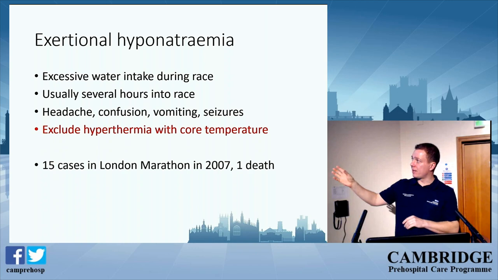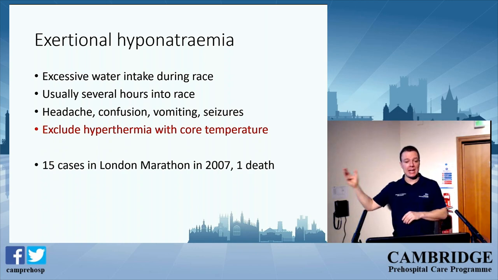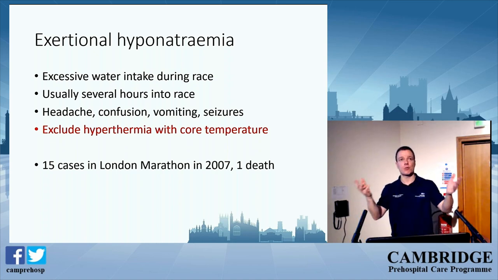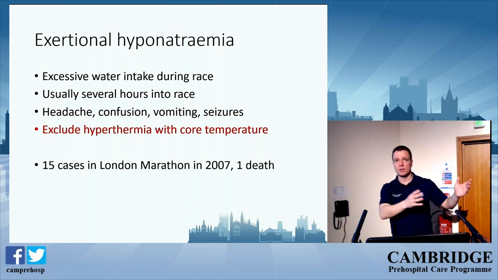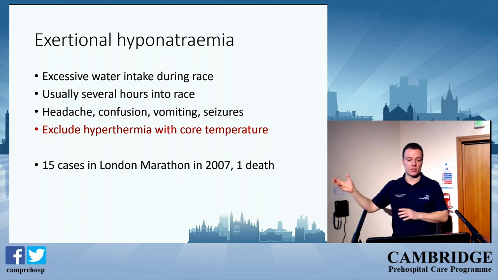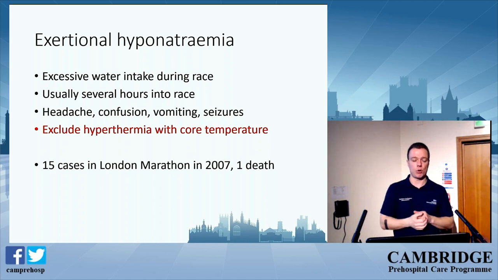You'll present with headache, confusion, maybe primarily with a seizure, maybe some vomiting, but effectively what you'll present as is an unwell looking collapsed runner. So your key differential here is differentiating the hot runner that we talked about, that you pack in ice and get their temperature down. You have to differentiate this patient from that patient, ideally with a rectal temperature probe.